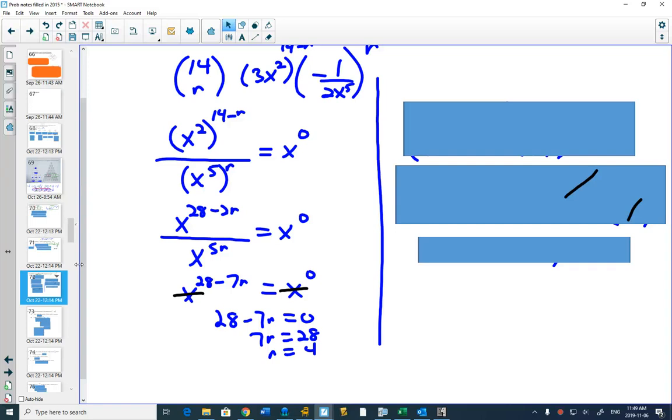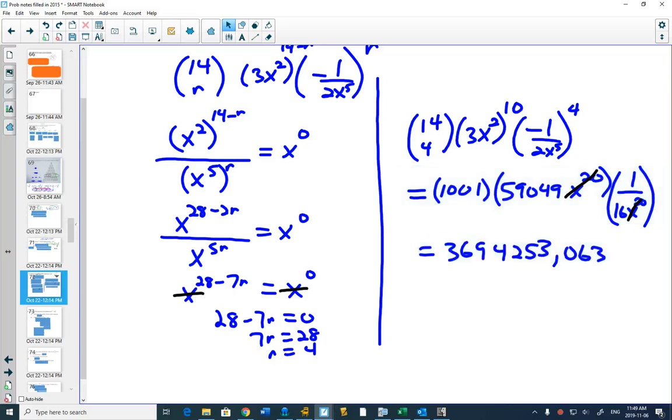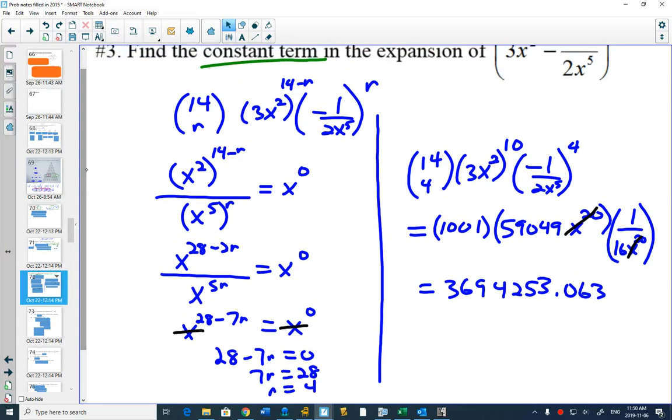And once you've solved that r is 4, it's a matter of then plugging that into your equation to find term 5. Sure enough, everything in term 5 for the x's cancels out beautifully. And we get a very nice big large number with a decimal point right there. Perfect. So you could use your exponent laws to figure it out. Okay?